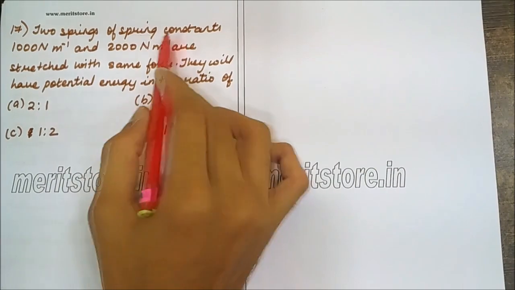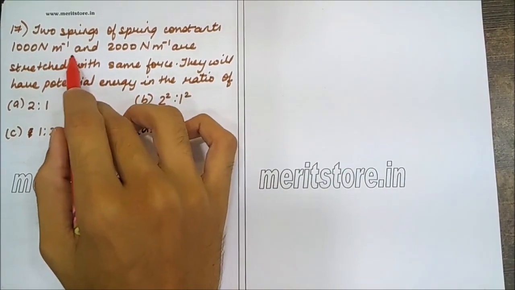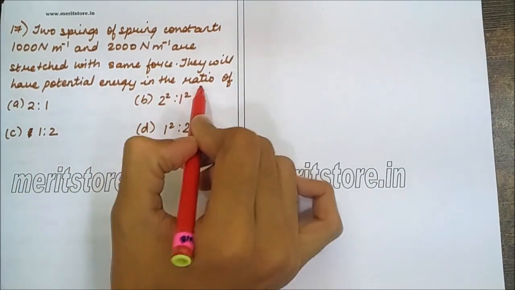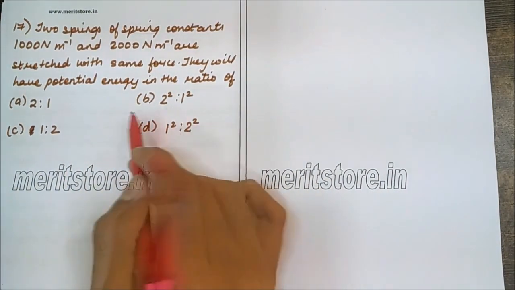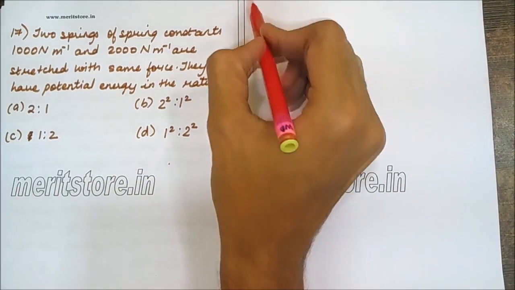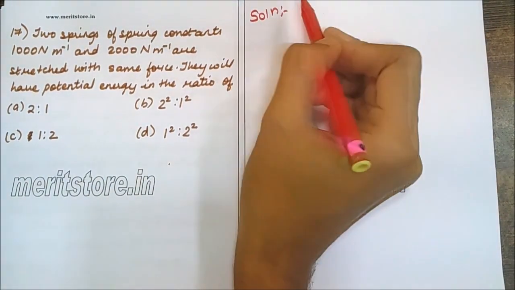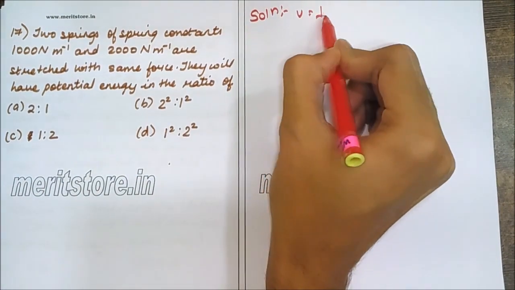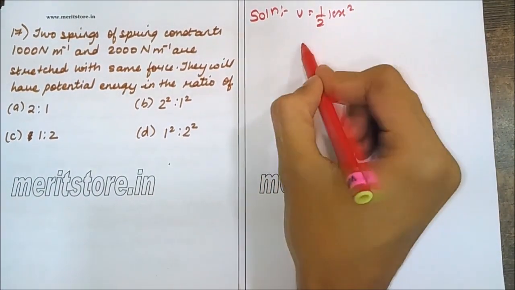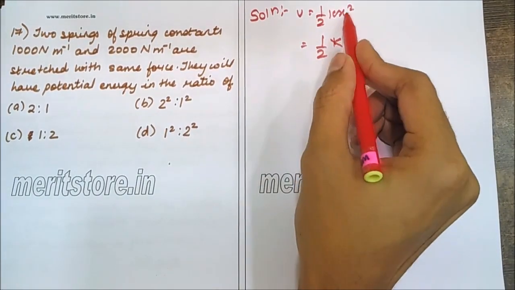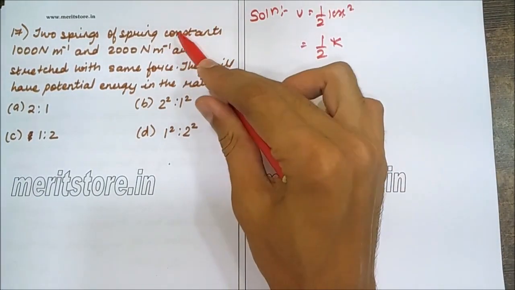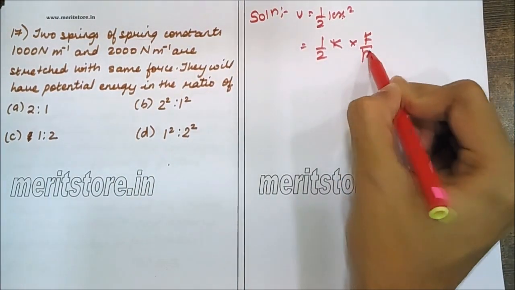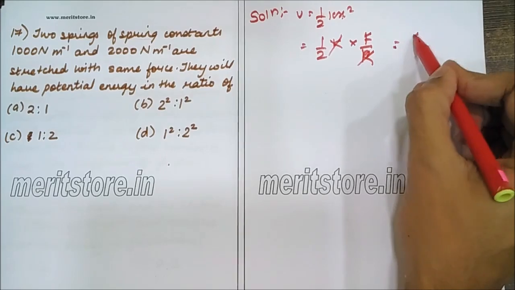Okay. Two springs of spring constants 1000 Newton per meter and 2000 Newton per meter are stretched with the same force. They will have potential energy in the ratio 2 is to 1, 2 square is to 1 square, 1 is to 2, or 1 square is to 2 square. So we have the potential energy U, which equals half kx square. K is the spring constant and x is the displacement. Now the springs are stretched with the same force, so we have the same force F with the spring constant k.